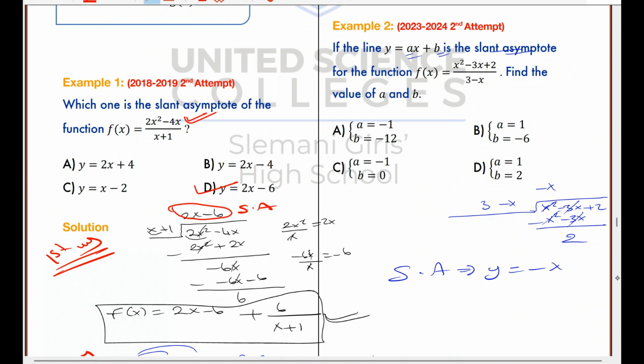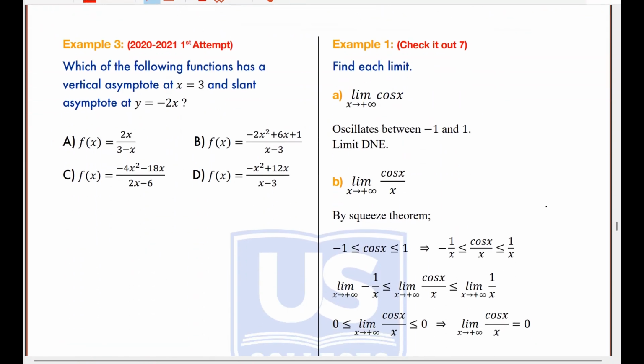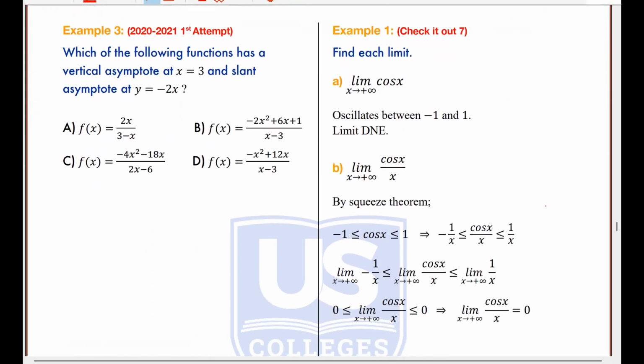In this case, the coefficient of x is negative 1, so a is negative 1. And there is no constant, so b is 0. A is negative 1, b is 0, option C. It's a pretty simple question. Long division doesn't take much of your time because there's just one step. One last ministry exam question, and then I finish the lesson.